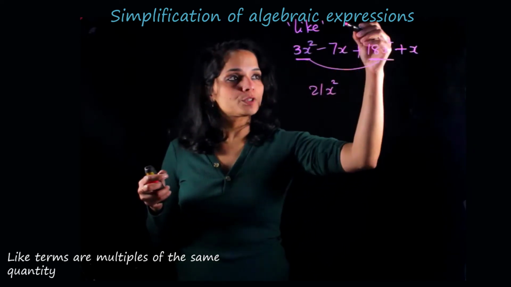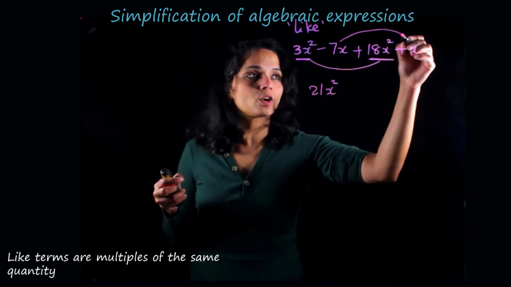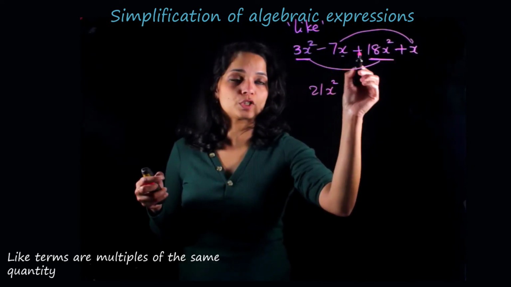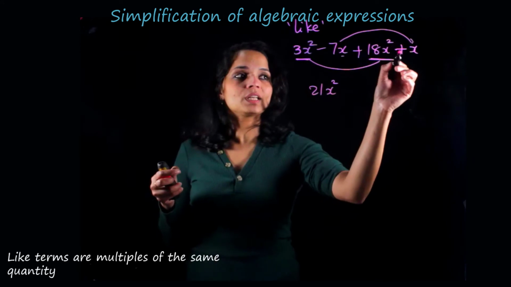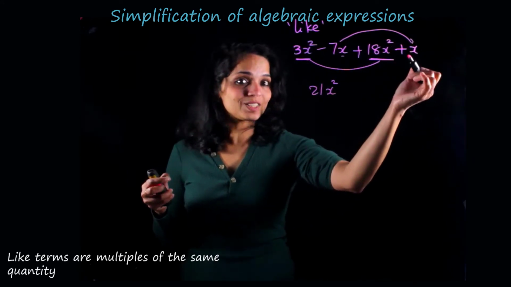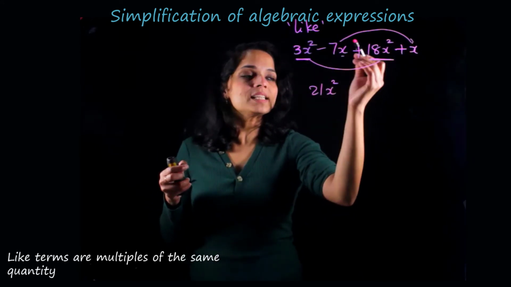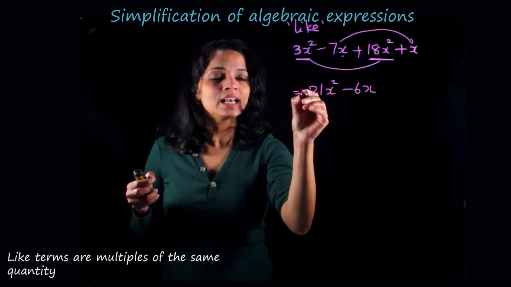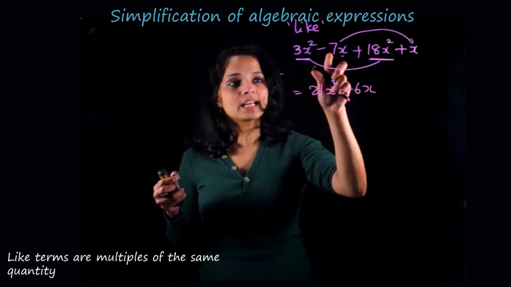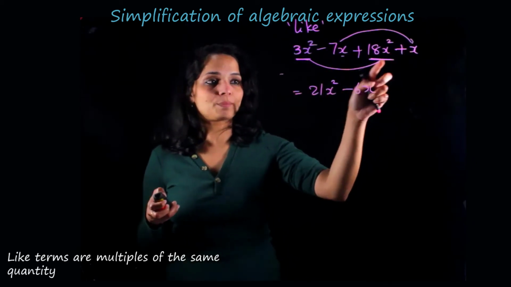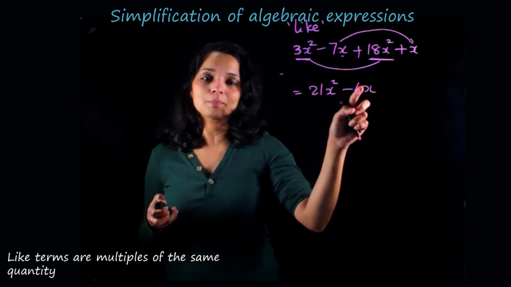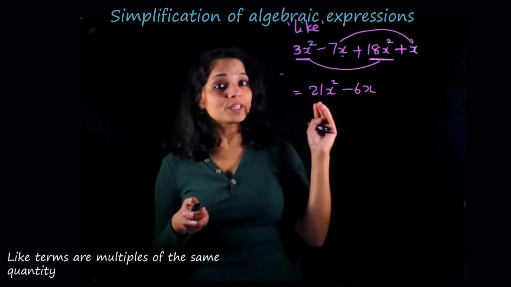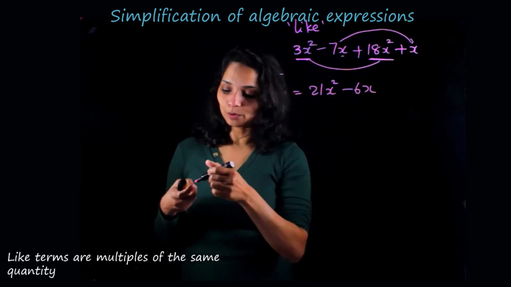Then you can club together the other two terms because they are also like terms, as they are multiples of x. It's minus 7, and the coefficient of x here is 1, which is why we don't write it. Minus 7 plus 1 is minus 6, so minus 6x. The simplified version of 3x squared minus 7x plus 18x squared plus x is 21x squared minus 6x. Hope this makes sense to you. We'll do one more example.